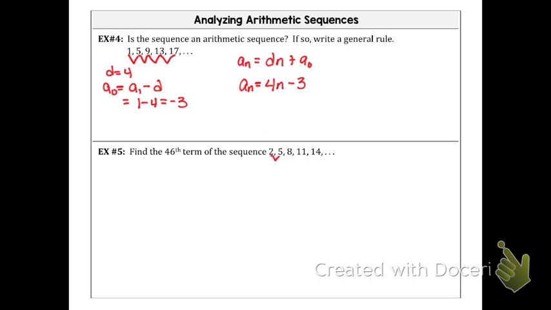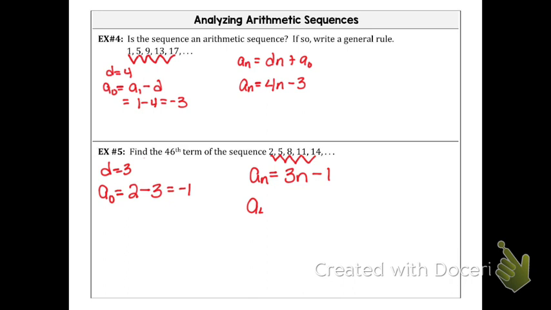And so I can see here that each time we're adding 3. So our common difference is 3. A sub 0 is our first term minus the common difference. So we find our 0 term is negative 1. And so we know the general rule is A sub n equals dn, so 3n, plus A sub 0, so minus 1. So our rule is going to be 3n minus 1.